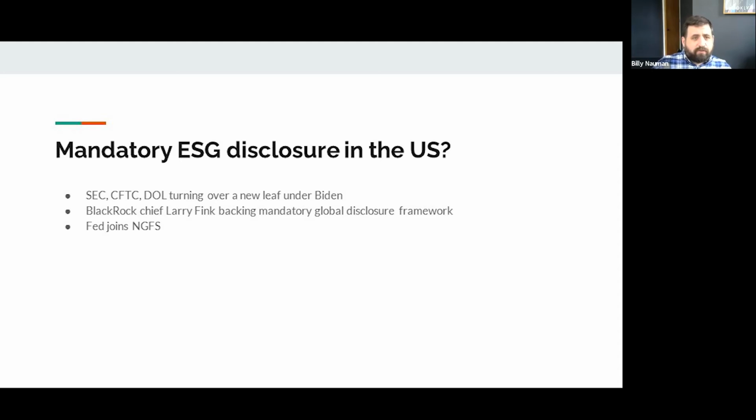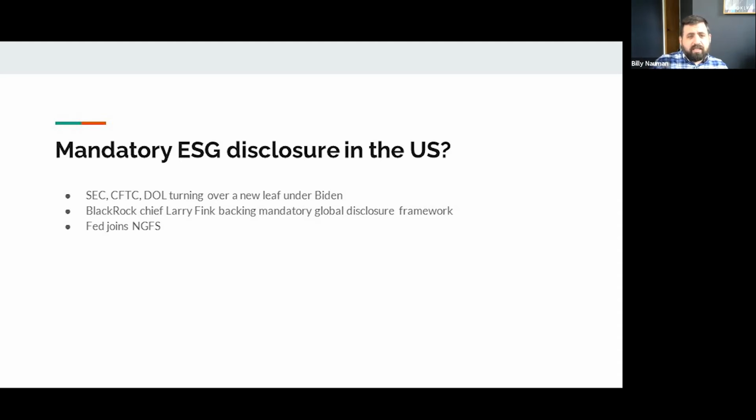Since Biden has taken office, we've seen the SEC, the CFTC, and the DOL really turning over a new leaf. The DOL came in and immediately said that they would not enforce that guidance, or the rules, excuse me, that were enacted at the end of the Trump administration on ERISA and ESG.